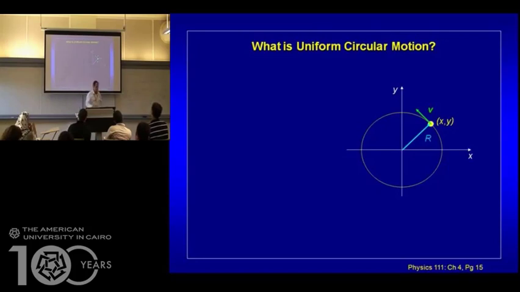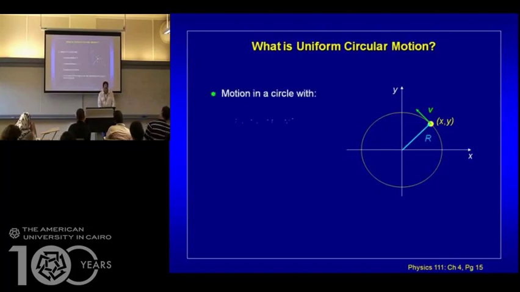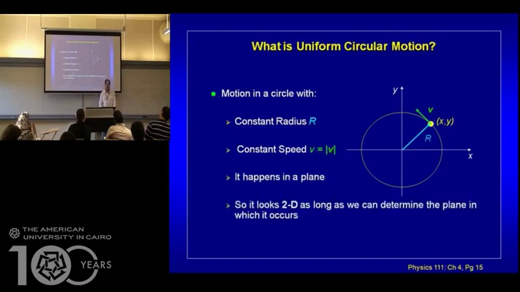So this is the definition of a uniform circular motion. It has a constant speed. And by default, the radius of that circle is constant. That's why it's uniform circular motion. If it's not constant, it will not be circular motion. So this is a motion in 2 dimensions, as I said.